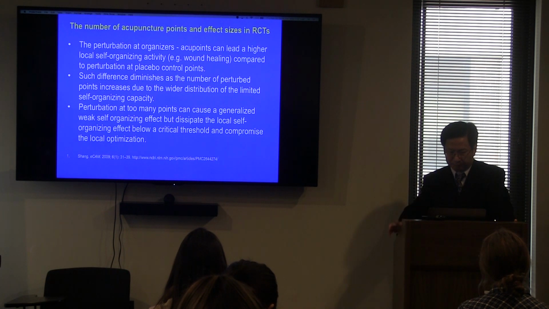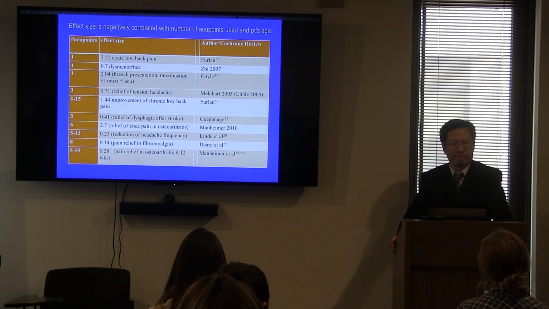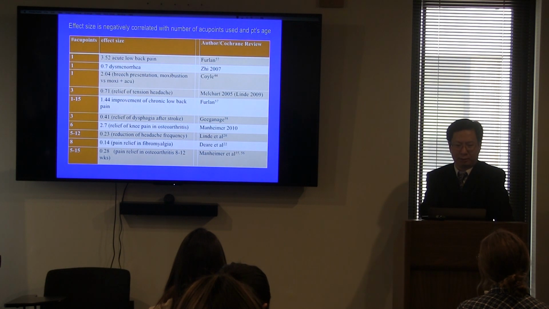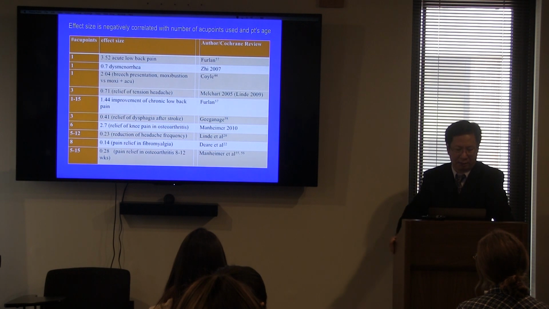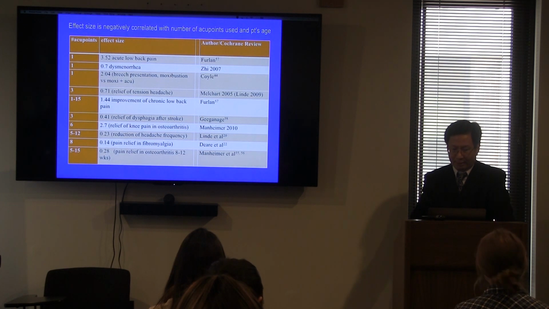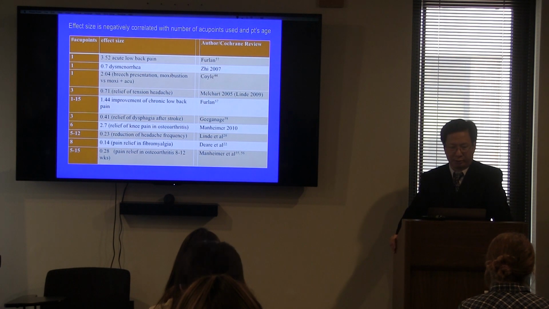As you see from the table I mentioned earlier, when you use just one acupuncture point, for the top 3 Cochrane reviews, the effect size can be quite large or moderate in the case of dysmenorrhea. But when you use a lot of acupuncture points, and the patient tends to be old and frail, then you tend to get a fairly low effect size.